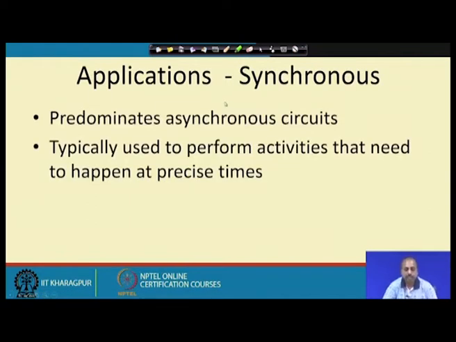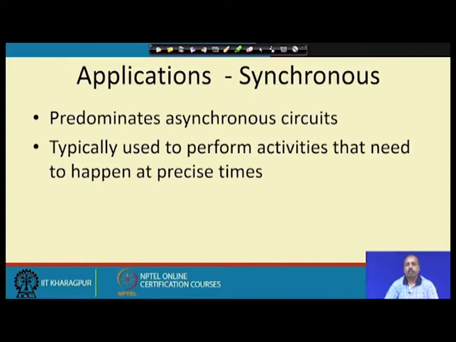Now, the applications of synchronous sequential circuits: they predominate over asynchronous sequential circuits. Normally, whatever sequential circuits we design have a clock signal in them, and most circuits are synchronous in nature. You will not find many asynchronous sequential circuits, for several reasons that we will see. Synchronous circuits are typically used to perform activities that need to happen at precise times, at some regular time interval.